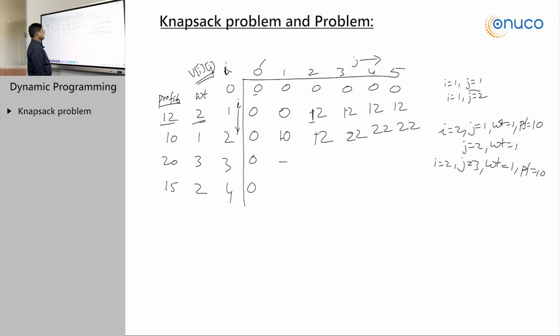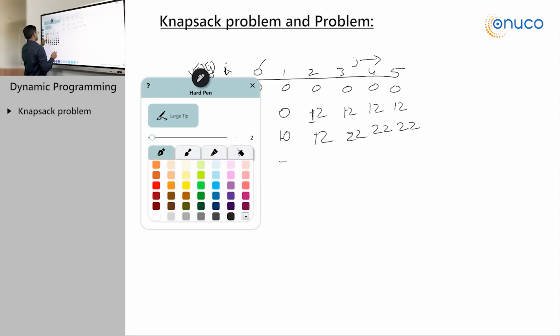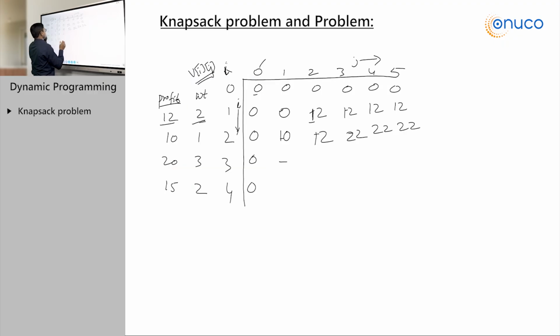Similarly, now we are going to check for this. In this case, we are looking at the third item, and its profit is 20. So I is equal to 3, J is here 1, weight is 3 and profit is 20. Profit is 20. We are going to discuss now.